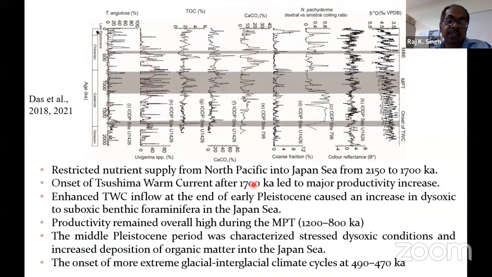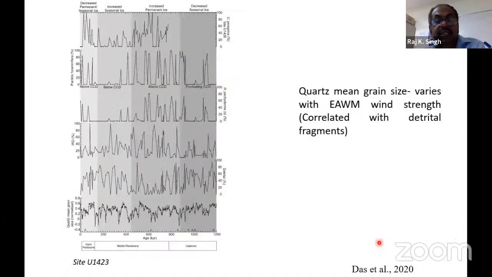If you talk about these changes, we found around 1.7 million years, or 1700 kilo years, that the onset of the Tsushima Current took place in the Japan Sea, which governed the productivity changes there. But major changes are seen after the MPT, where we find a lot of stressful, destructive conditions. And in the later part, we have more extreme glacial interglacial conditions.